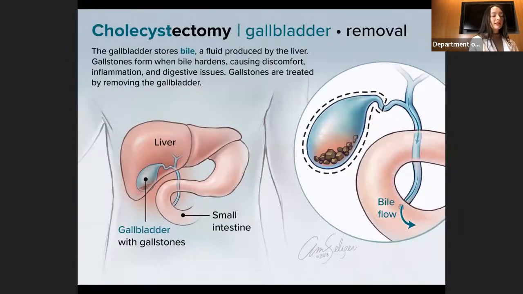The gallbladder is positioned on the underside of the liver and releases bile into the small intestine to help with digestion. Bile can harden into gallstones, causing discomfort, inflammation, and digestion issues. A cholecystectomy, or gallbladder removal, is commonly performed to treat gallstones.